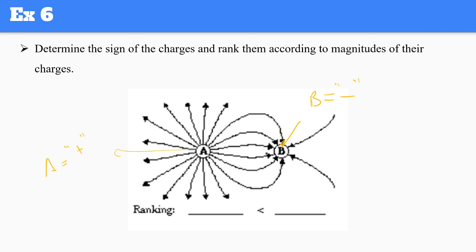Now, to figure out their magnitudes, their strength, we need to look at the number of lines. B has 1, 2, 3, 4, 5, 6, 7, 8 lines, and A has 18 lines. So A is greater in number, and it is also positive. So A is greater than B, and A is a positive charge, and B is a negative charge.